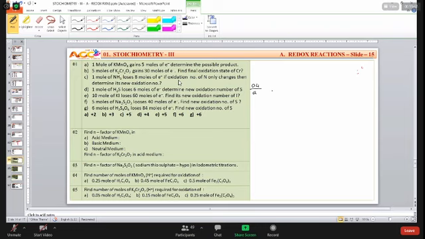Then what should I do? Equivalence of KMnO4 is equal to equivalence of H2C2O4. Now acid medium. Okay, sir. Once I know the acid medium, I have to remember valency factor is 5.